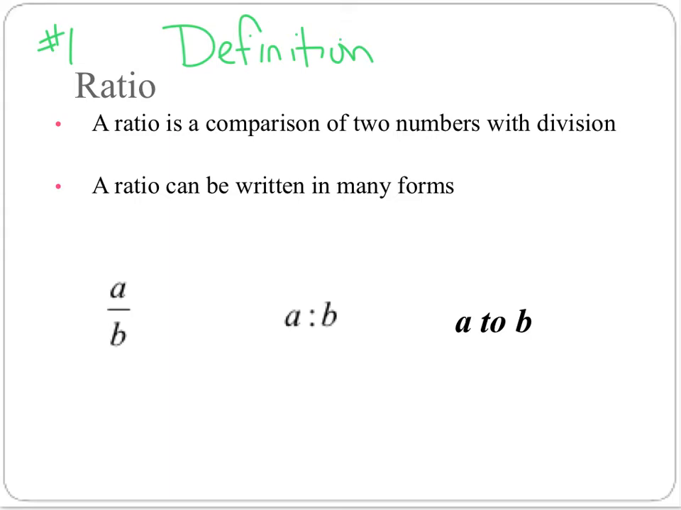A ratio is a comparison of two numbers with a division. A ratio can be written in many forms: with a division sign, a colon, or the word "to" in the middle.